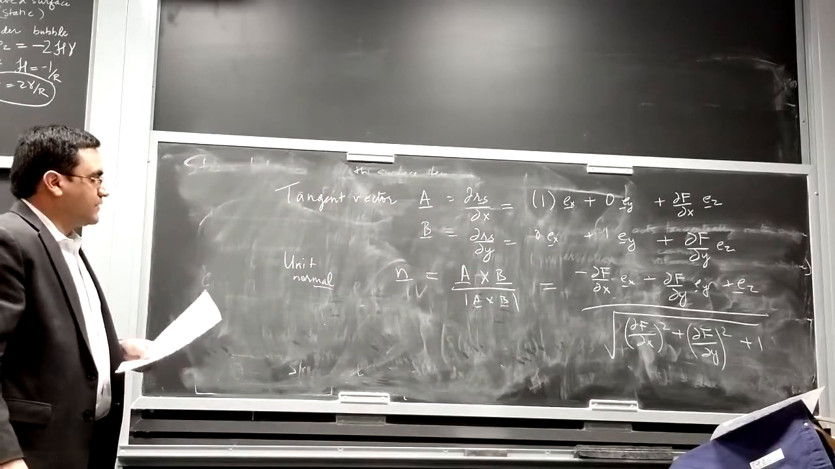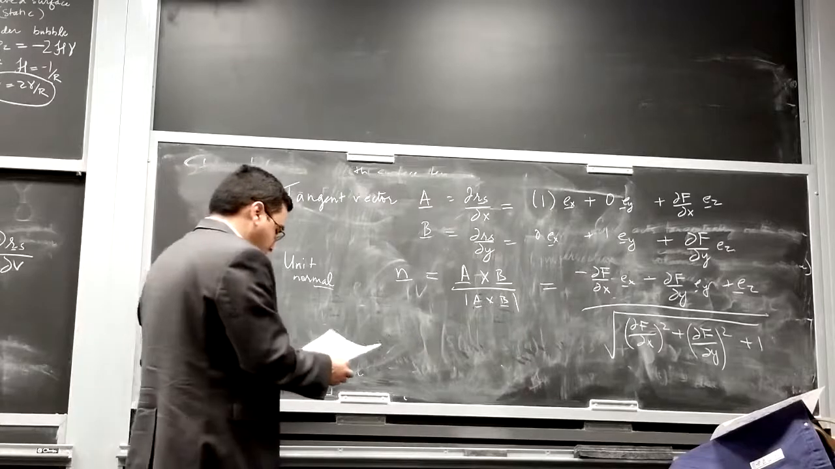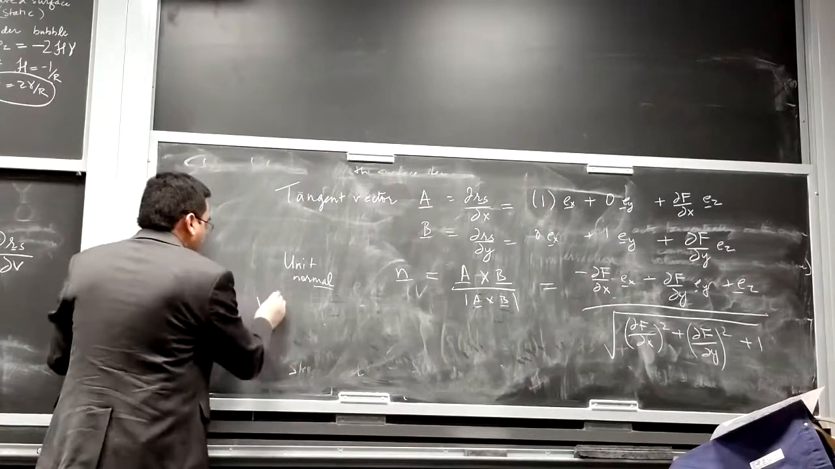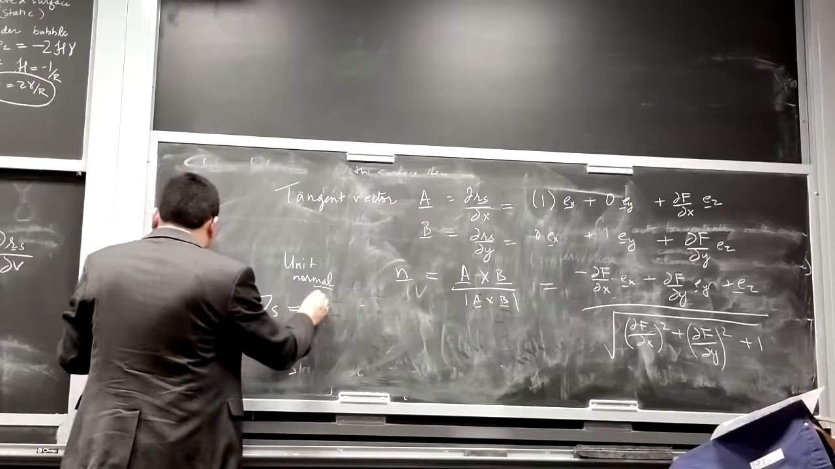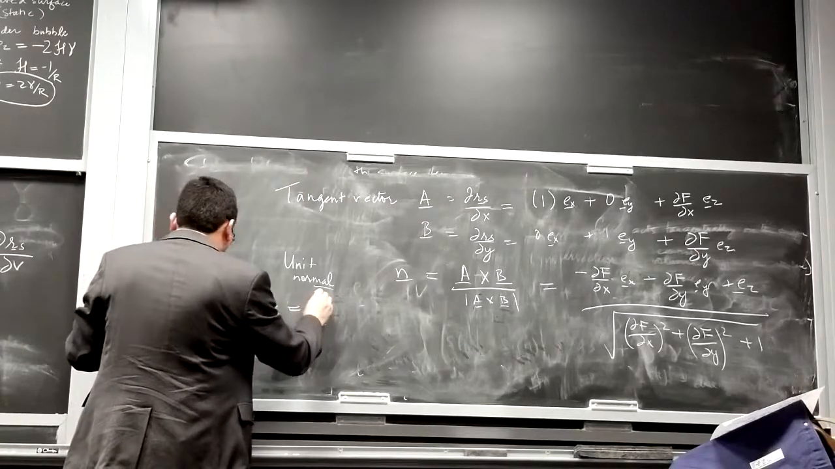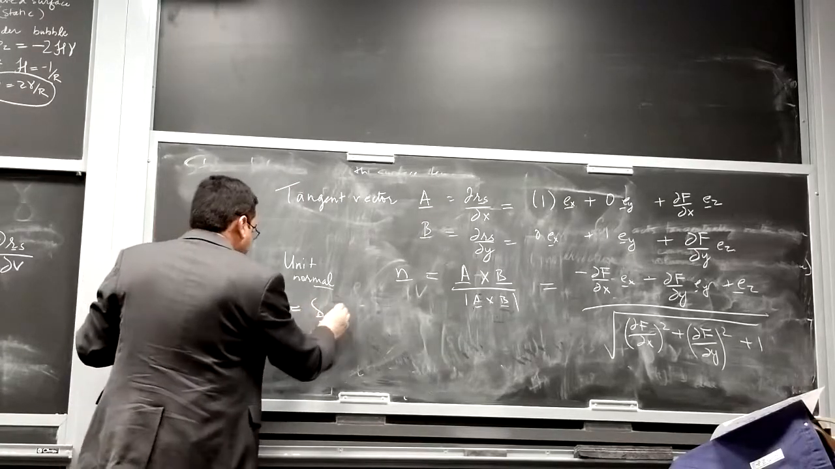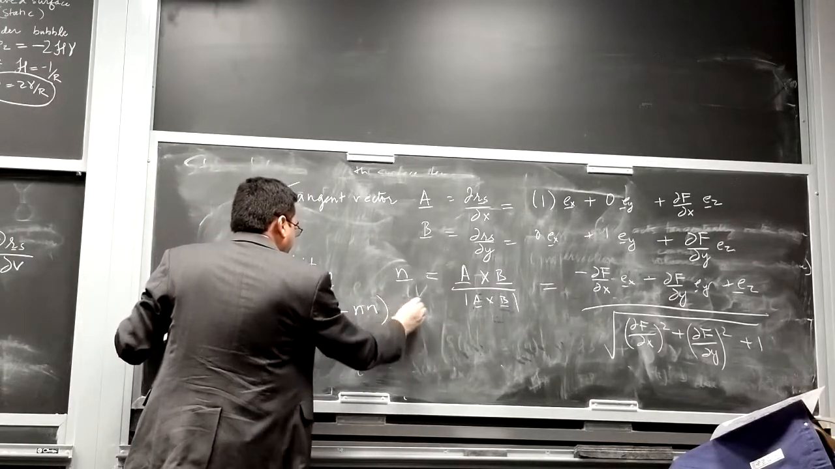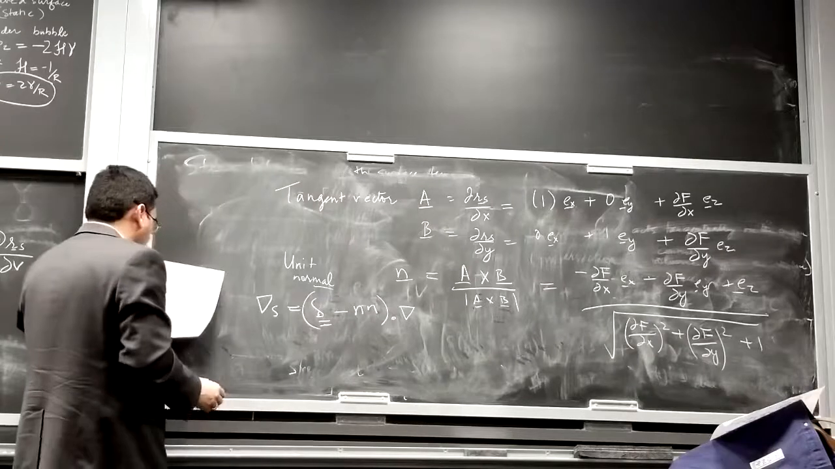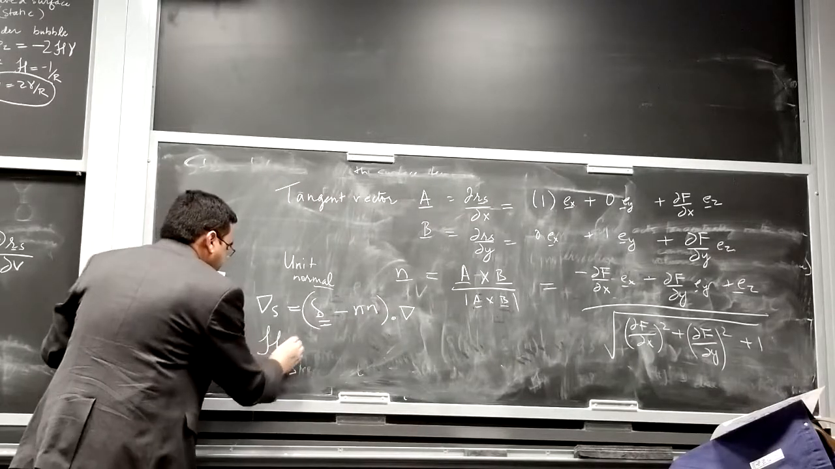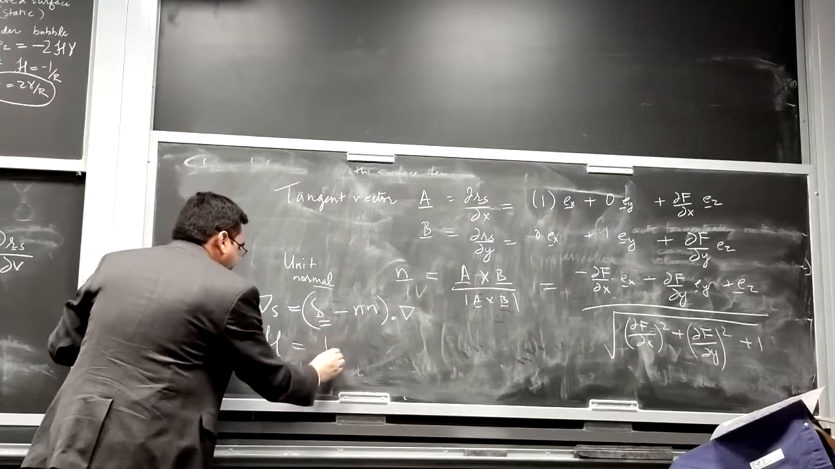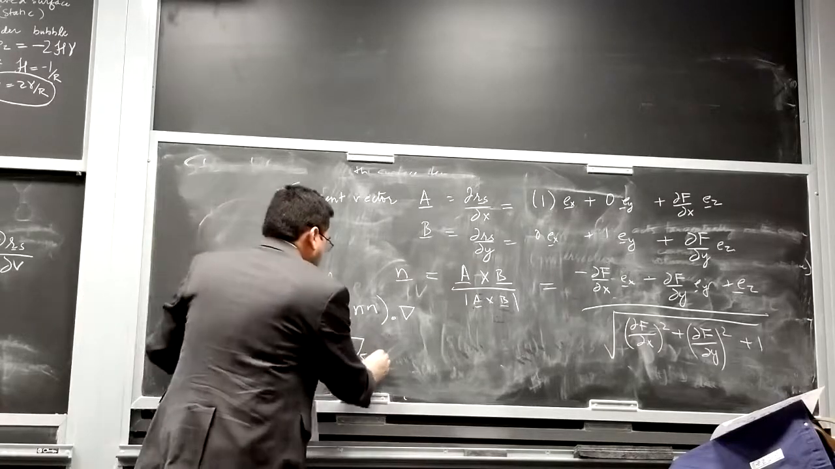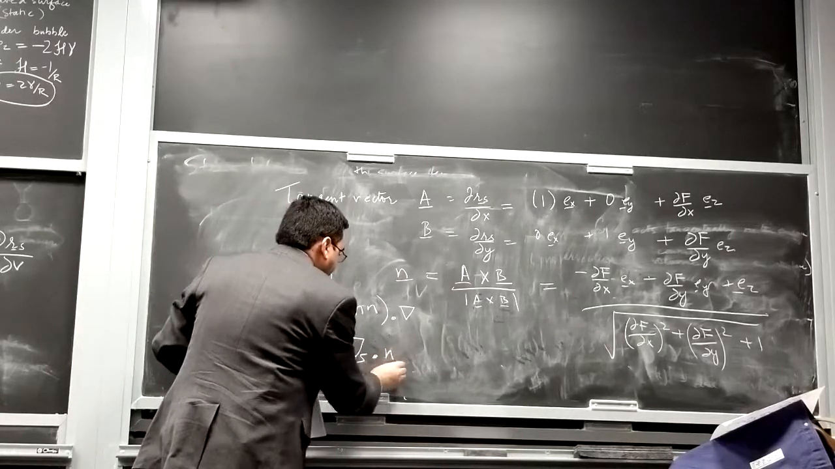So that's the definition for the unit normal, and next time we'll discuss how the surface gradient can be derived from the unit normal, and also how curvature is related to the divergence of this normal.